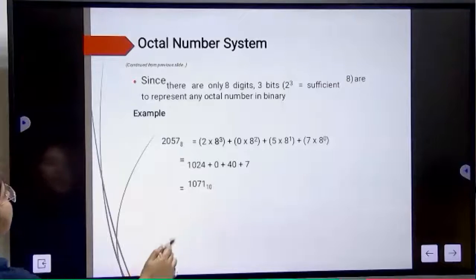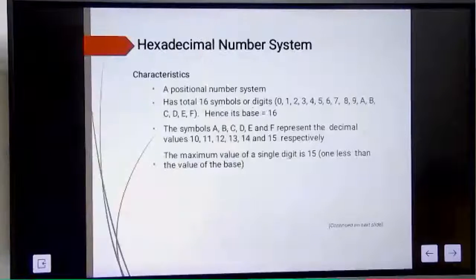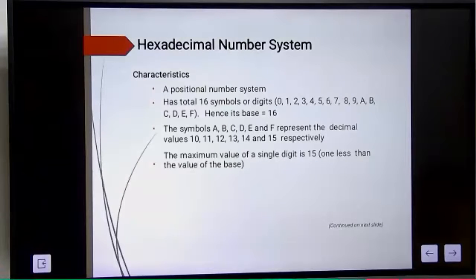Okay, so next and last is your hexadecimal number system. This is also a positional number system. Total 16, 0 up to 15, and base value is 16 because total digits are 16, and symbols A, B, C, D, E, F represent decimal values 10, 11, 12, 13, 14, 15. So I have told you this thing already.